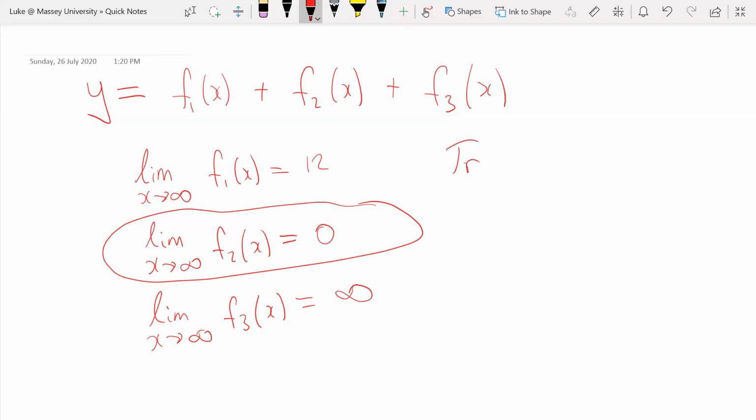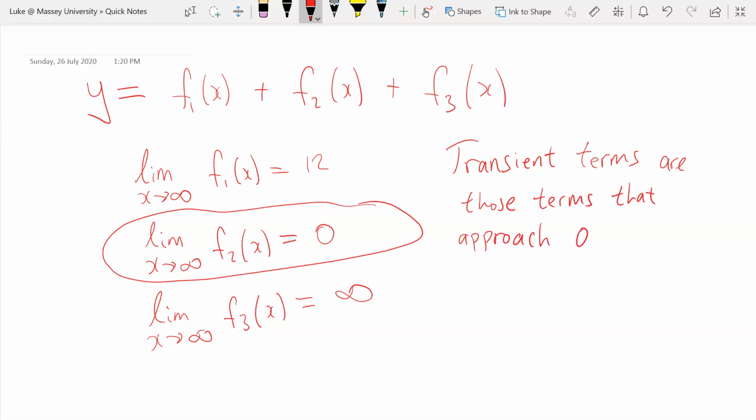So transient terms are those terms that approach 0 as x, or let's say the independent variable, goes to infinity. It doesn't have to be x, of course, it's just the independent variable, so as the independent variable goes to infinity.